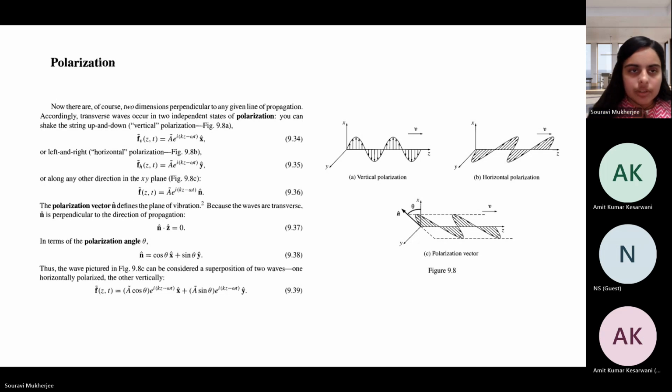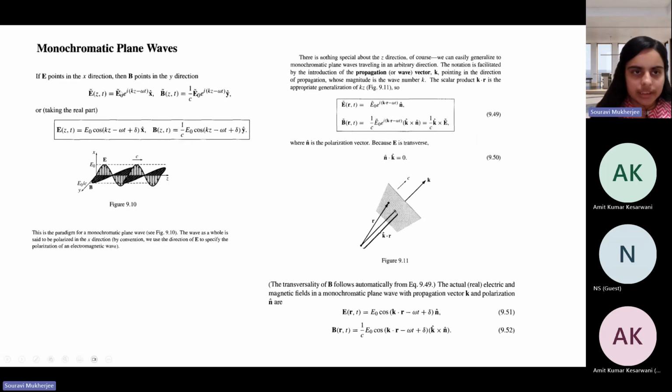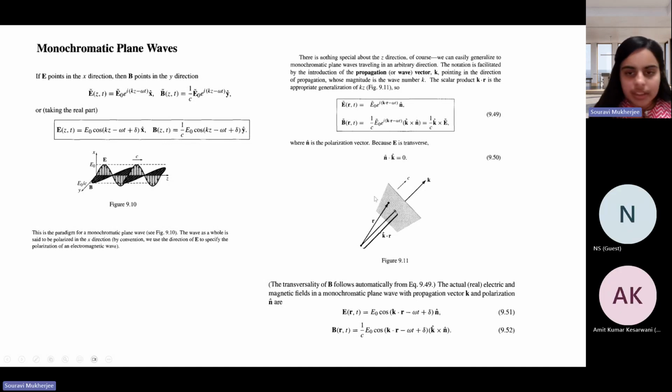Now that we know this is how the electric and magnetic fields are related in general, if you take into account the real part, this is the Euler representation, and you can write it like this. Here, what you see is the K dot R that I was talking about. So this is the generalized formula. Wherever we talked about Kz, we considered z as the direction of propagation, but that might not always be the case.